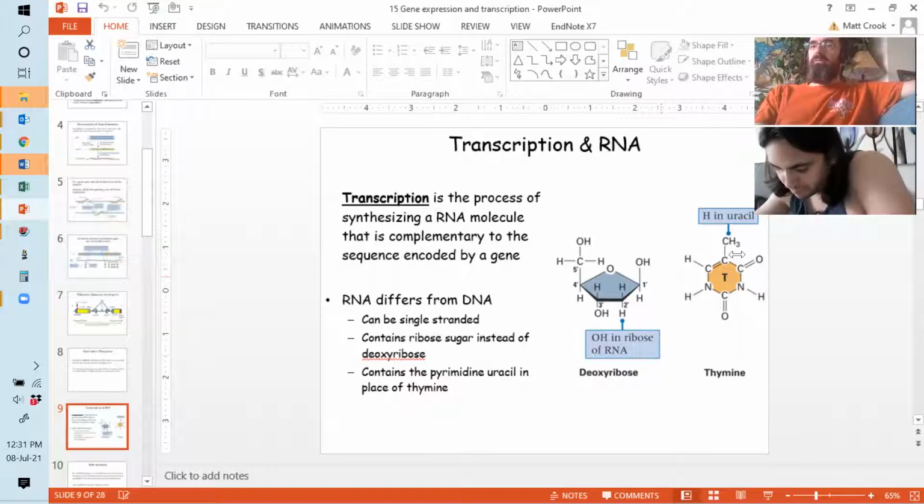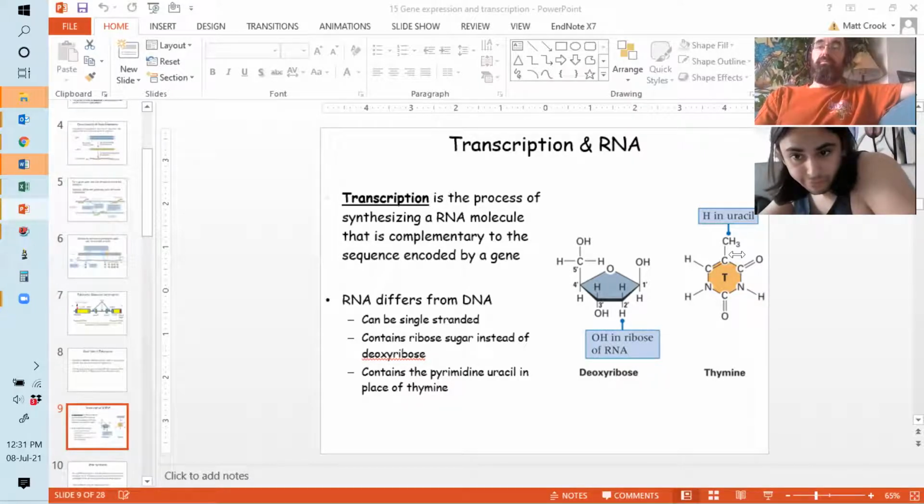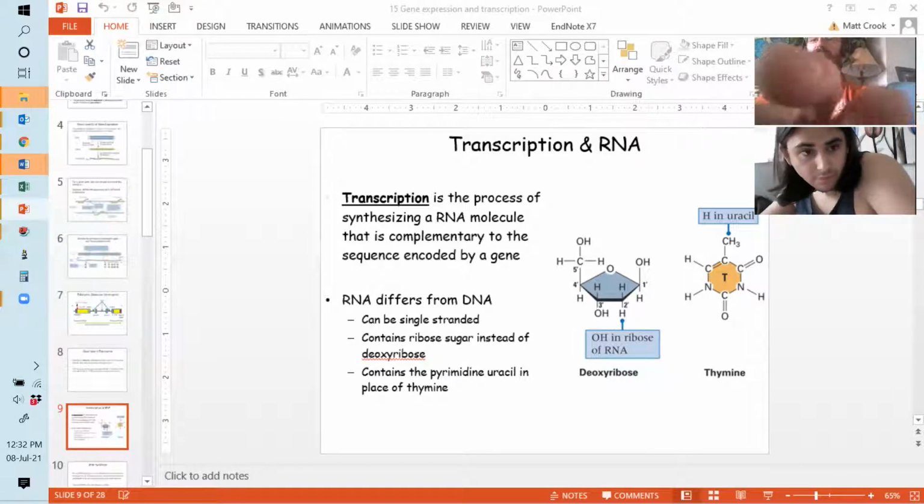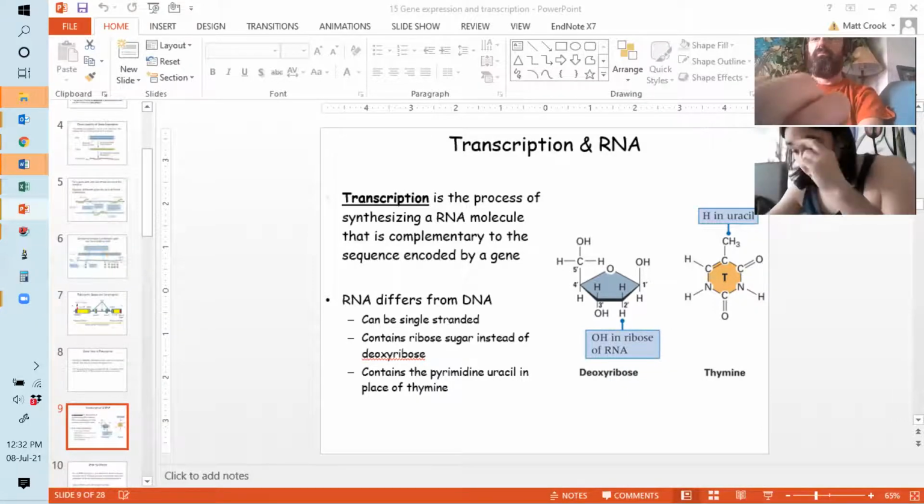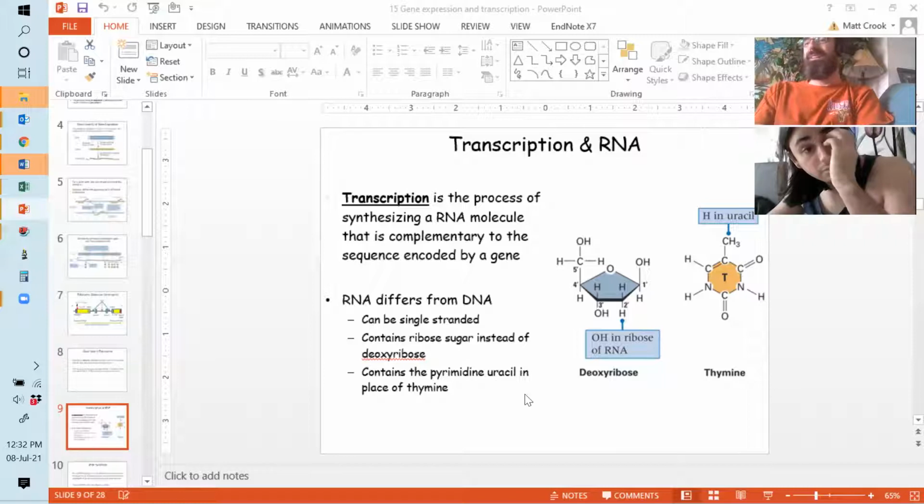Okay, bit of a refresher. Differences between DNA and RNA. RNA has an OH at the 2' position, so it's a ribose sugar. That's why DNA is deoxyribonucleic acid, because it has lost an O, hence deoxy. Whereas RNA is just ribonucleic acid.